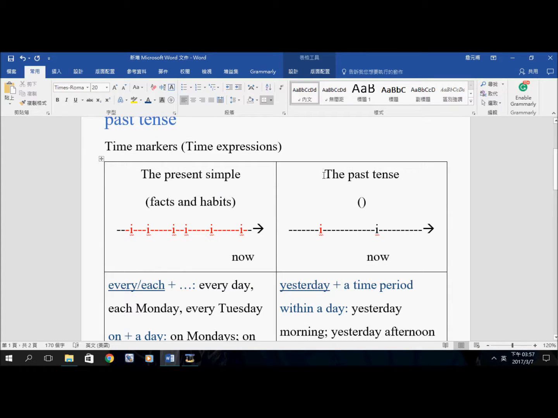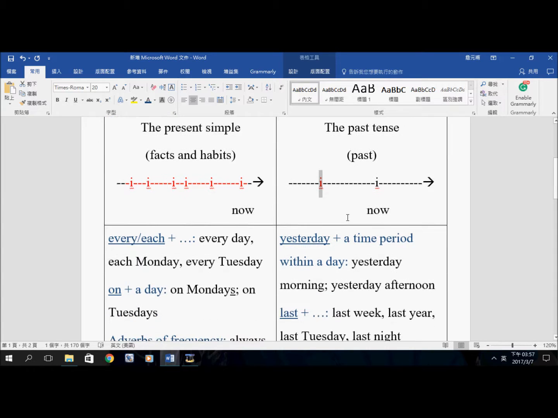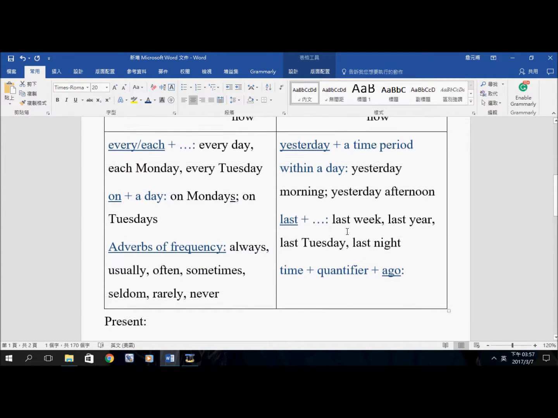We use the past tense to talk about what happened in the past. So this is a timeline for the past tense. This is now. This icon on the line is now. We use the past tense to talk about the red icon on this timeline. It's in the past, no longer true at the moment. So the time markers that we use with the past tense are time markers of the past.